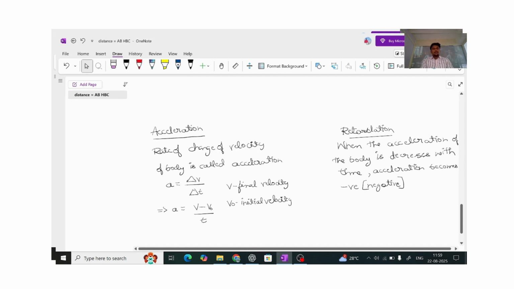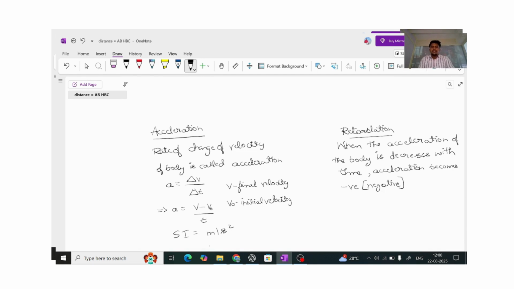Let's go on with acceleration. Acceleration is the rate of change of the velocity of a body. Let's take a body moving from an initial point to a final point. The body may be moving with some initial velocity while leaving, and it stops at the final point. So acceleration is final velocity minus initial velocity divided by time t, and the SI unit of acceleration is meter per second square.